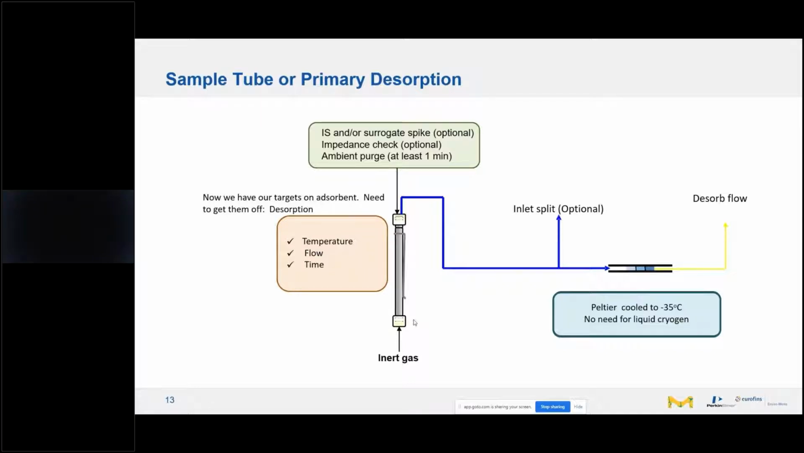We have a tube with our adsorbents. We put the tube on the canister. We could spike an internal standard, which is always good for validation of your sampling process, or you could automatically spike a surrogate on the tubes before sending them out to be sampled. This is automatic, a gaseous internal standard. It also does an impedance check.